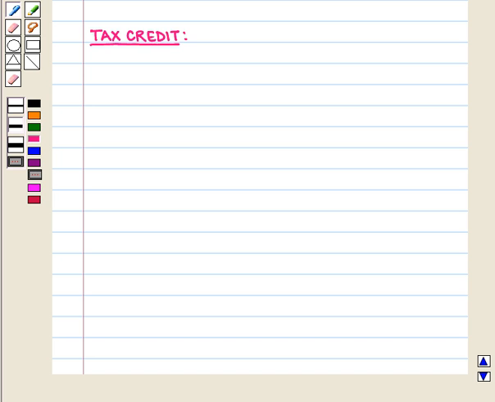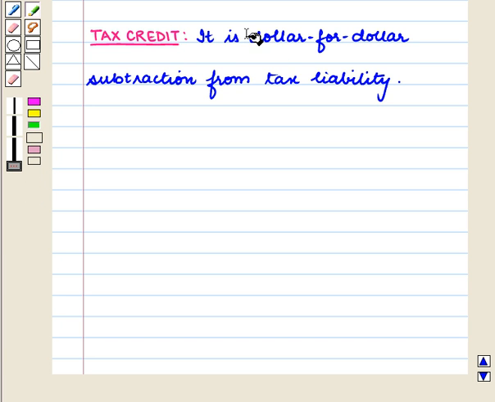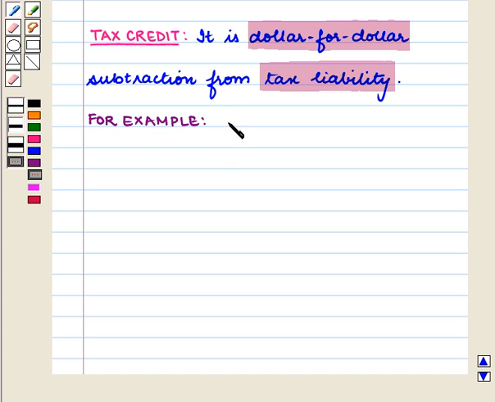The first item is tax credit. It is dollar for dollar subtraction from tax liability. For example, credit for child and dependent care expenses.